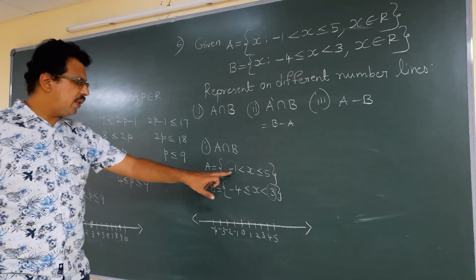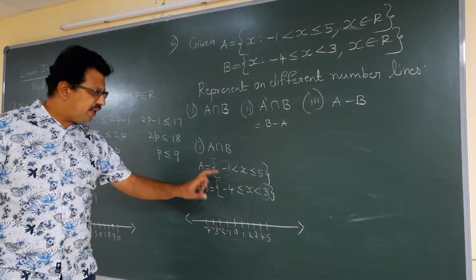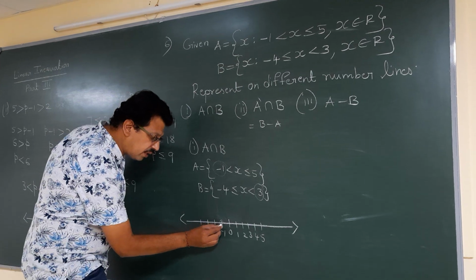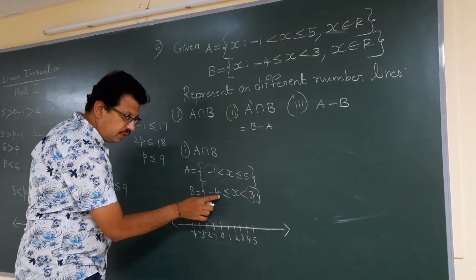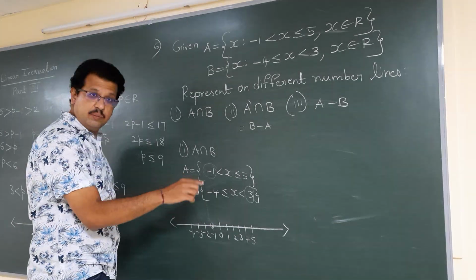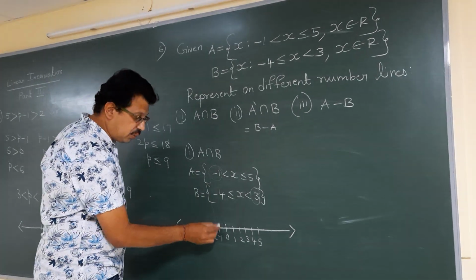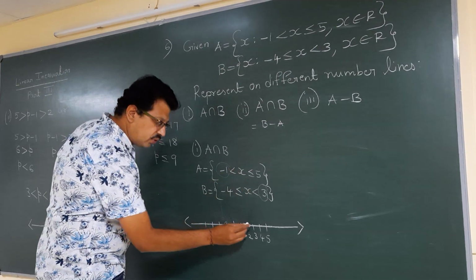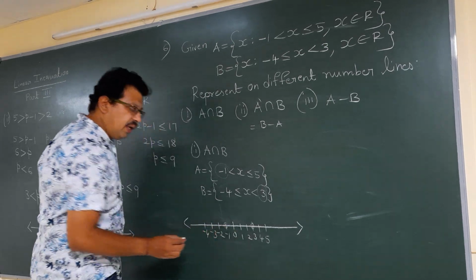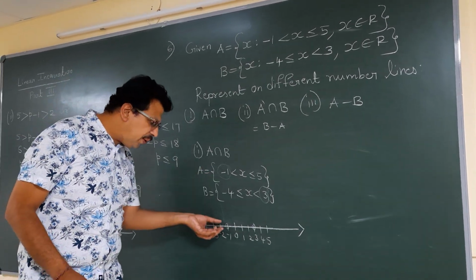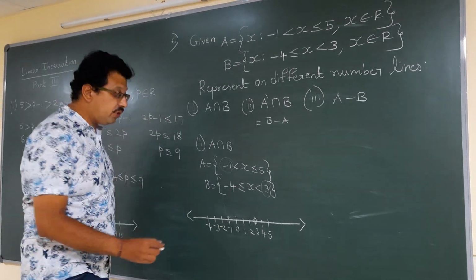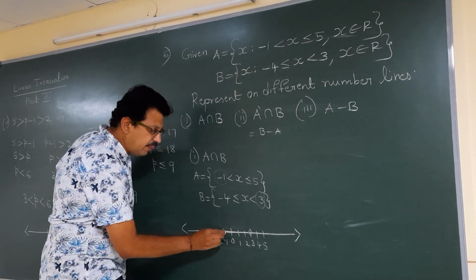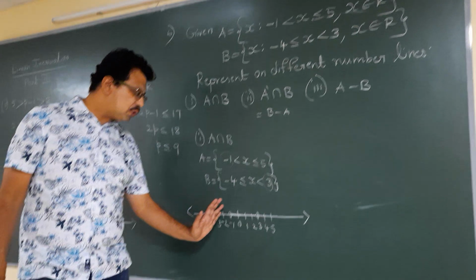So first is minus 1. See, minus 1 is there in both A and B, so I should say minus 1 less than x. For minus 1 I should write a hollow circle because it's not included. Even though it is included in B, you cannot take it as such because it is not included in A. And less than 3 means 3 is not included, so 3 has to be written as a hollow circle only. That means the elements which lie between minus 1 and 3 are called A intersection B.